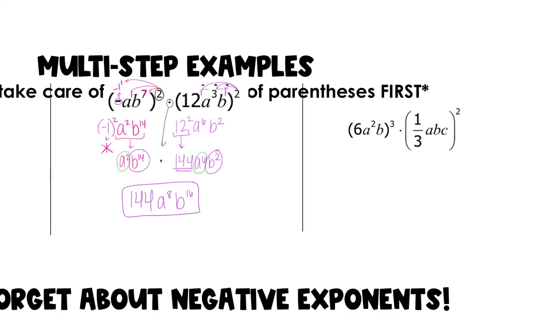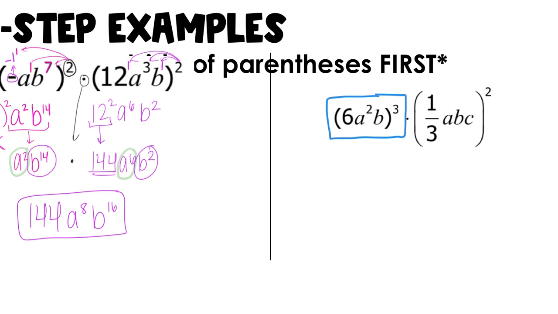Okay, let's take a look at this last example over here. Same thing, we're gonna just do it in little pieces. So let's start with that first set of parentheses. So this is going to be power rule. We're gonna put little ones on our numbers here that don't have exponents. And then we're just gonna multiply that 3 to all of those. So it would be 6 to the 3rd, a to the 6th, b to the 3rd.